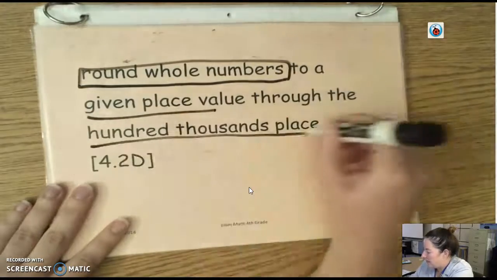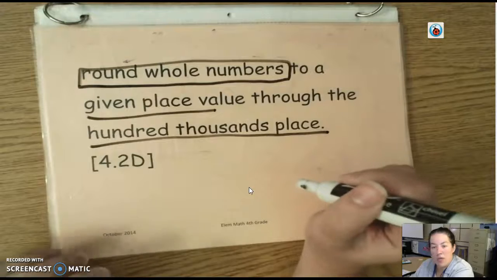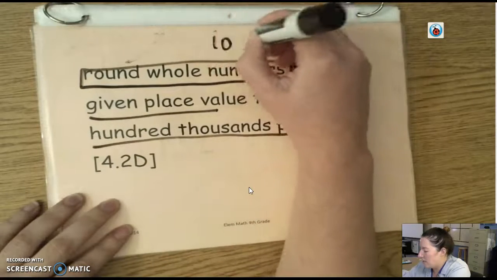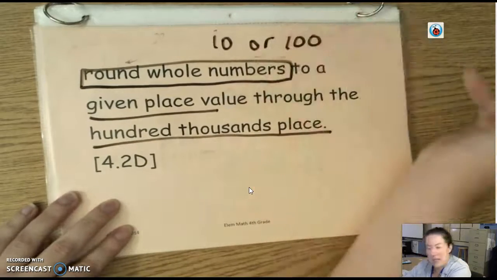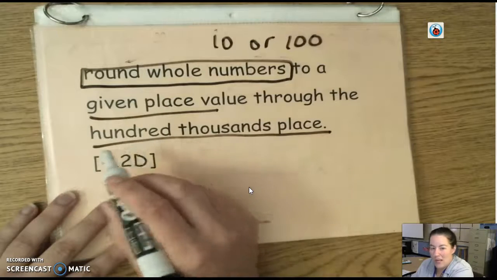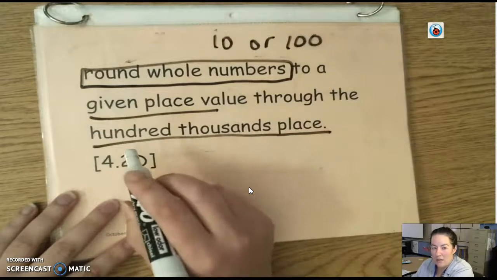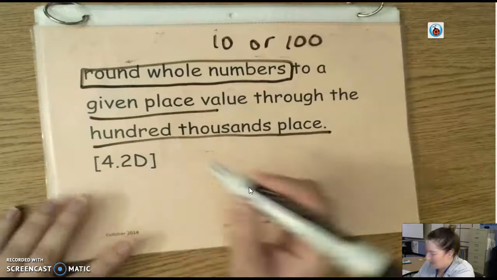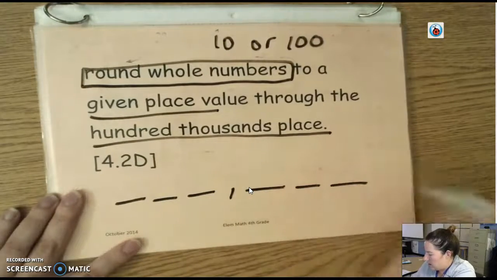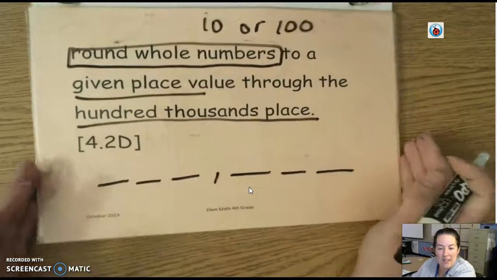the hundred thousands place. Now in third grade, you guys rounded numbers, but you only rounded to the nearest 10 or to the nearest 100. Here in fourth grade, we're going to round anywhere between the ones place to the hundred thousands place. So that's going to be, our numbers could be up to 6 digits long, right?